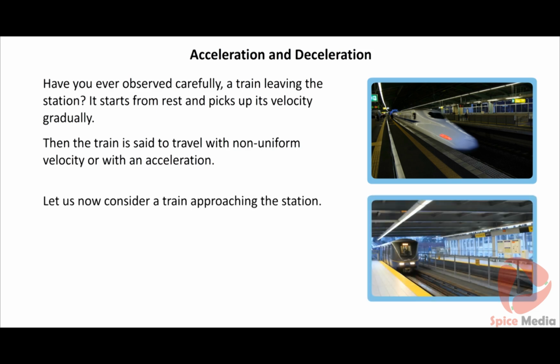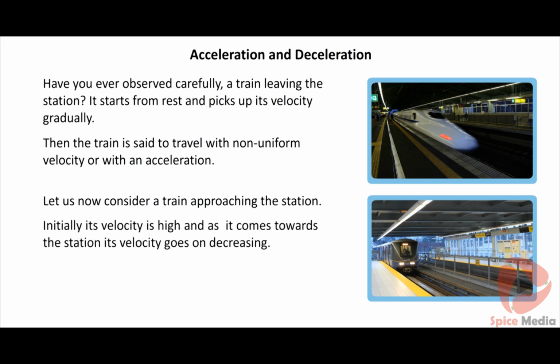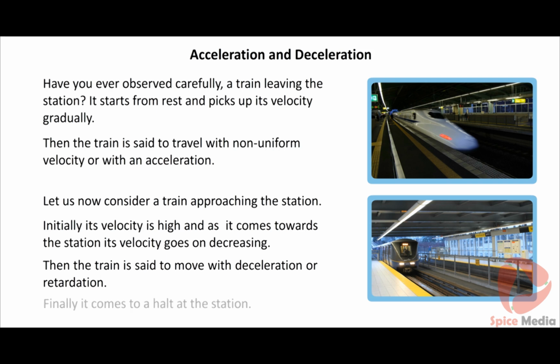Let us now consider a train approaching the station. Initially, the train's velocity is high, and as it comes towards the station, its velocity goes on decreasing. Then, the train is said to move with deceleration or retarding acceleration. Finally, it comes to a halt at the station. Retardation is nothing but the negative acceleration.